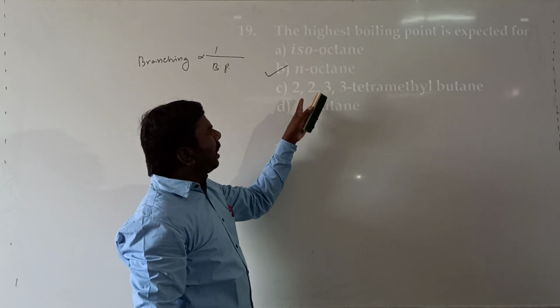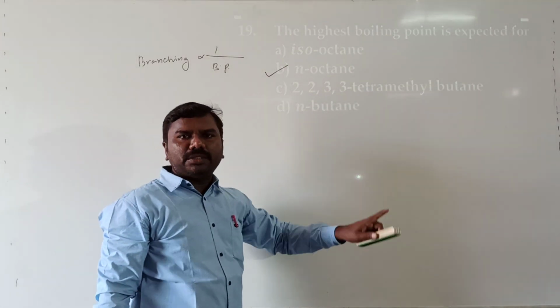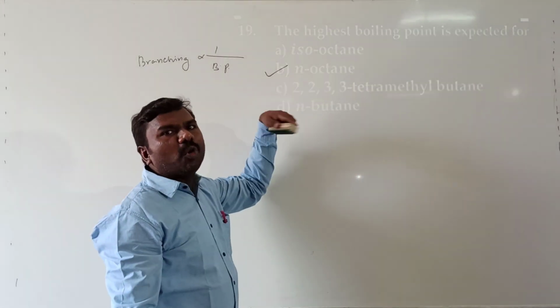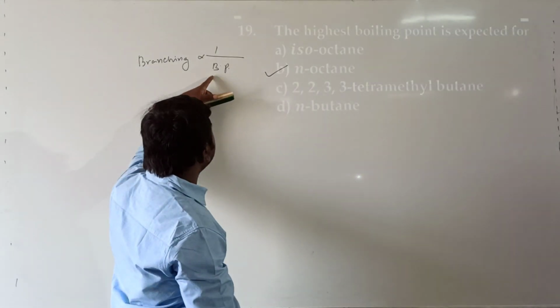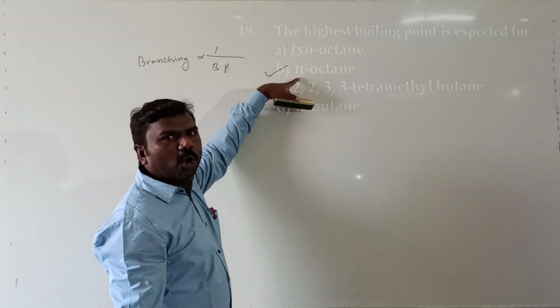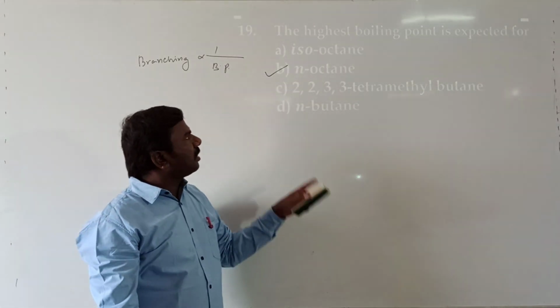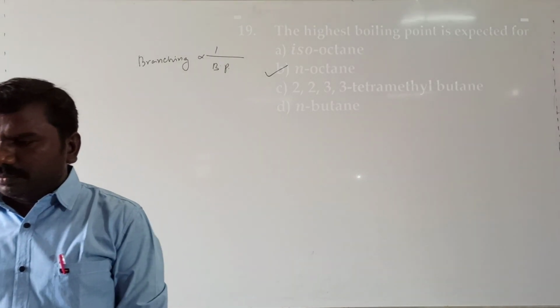Yes. Iso and 2,2,3,3 are branched. That's why less boiling point. This is a chain, more boiling point. Branching less, boiling point more. And it is a butane, only 4 carbon atoms. The answer will be the second option.